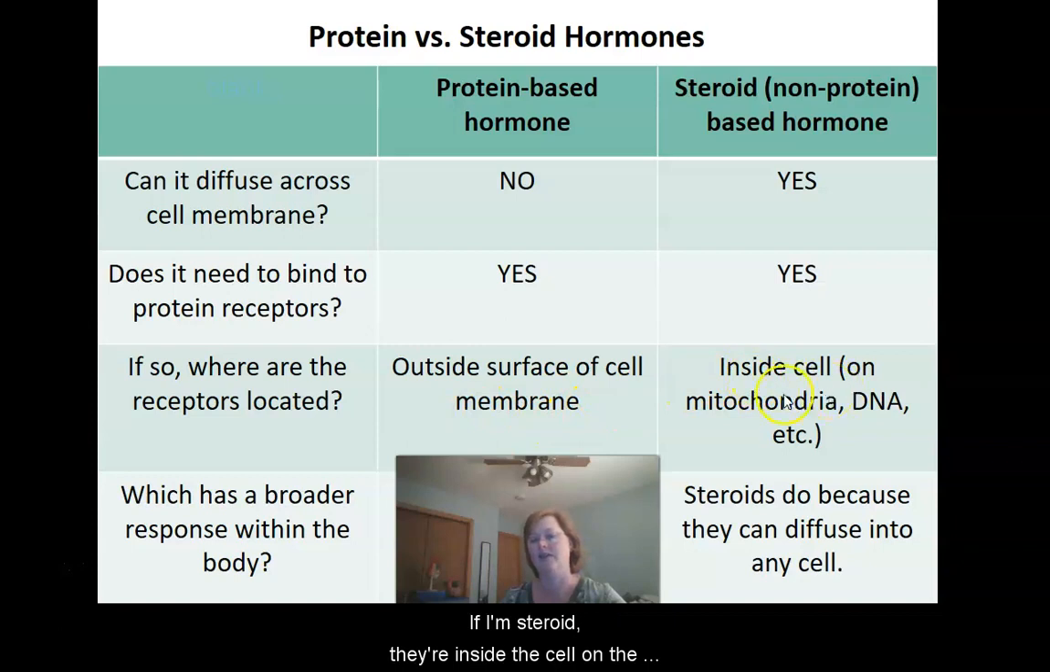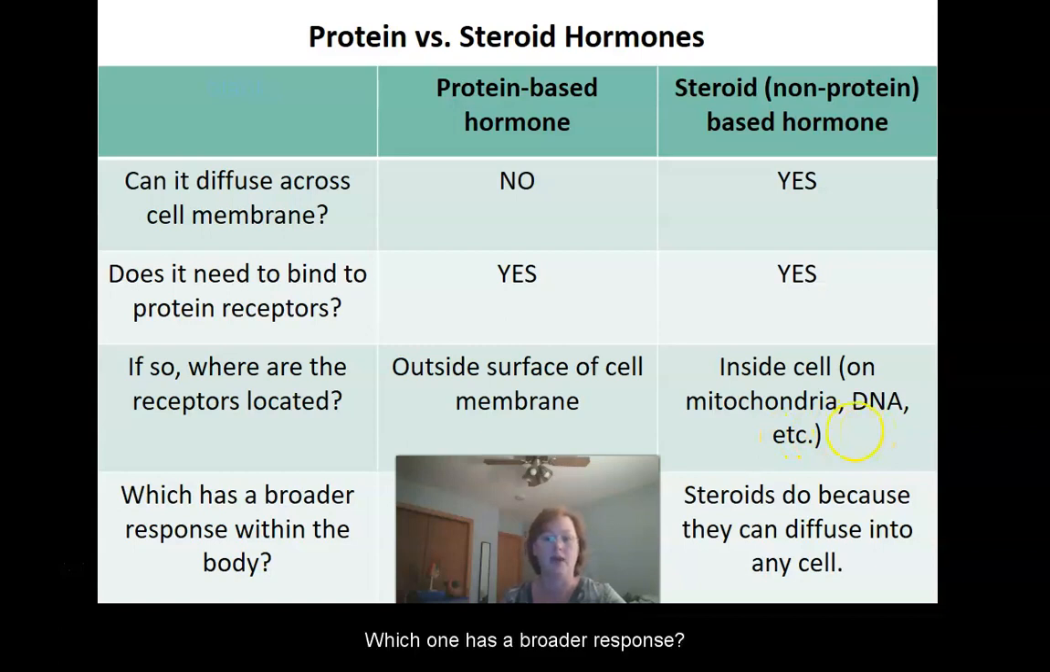If I'm a steroid, they're inside the cell, on the mitochondria or the DNA or some other structure in the cell. Which one has a broader response? Steroids, because they can go into any cell.